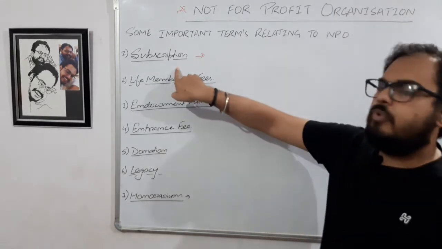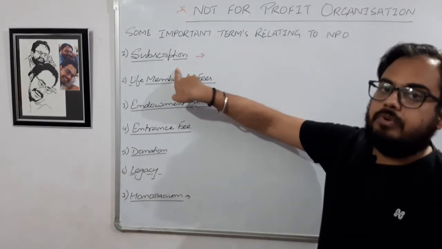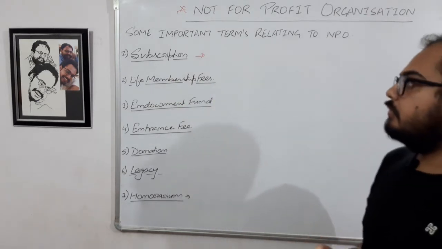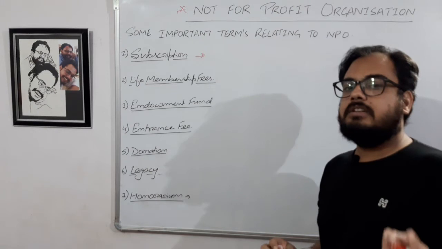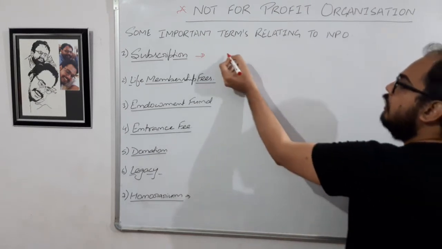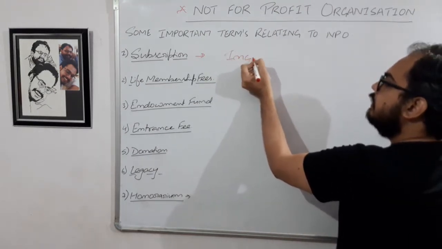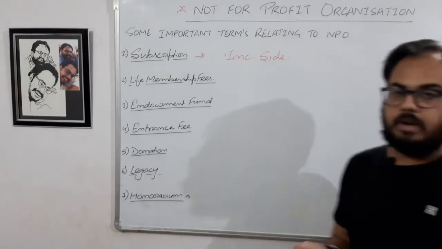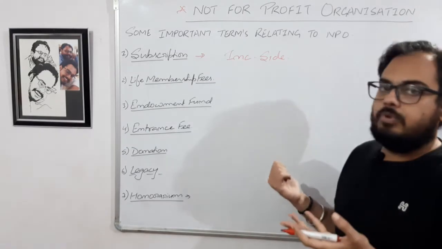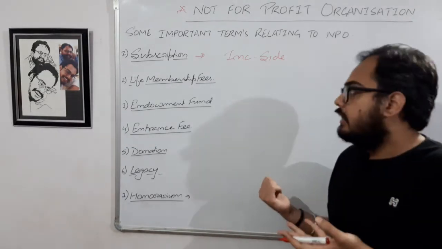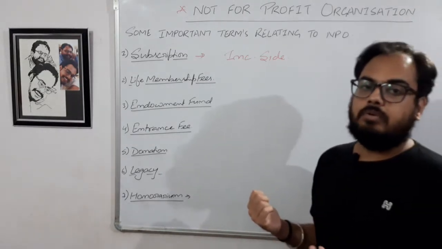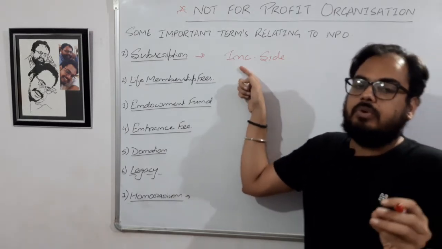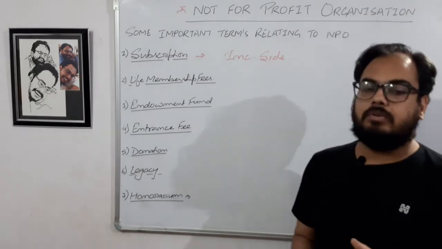So from the point of view of the club, NPO, if you talk about the subscription, this is a source of income. From the point of view of the club, it is a source of income, and since it is a source of income, it will be shown on the income side of income and expenditure account. You know that in case of a club, in case of NPO, we prepare an income and expenditure account instead of trading and P&L account. So subscription is a source of income from the point of view of the club, so it will be shown on the income side of income and expenditure account.